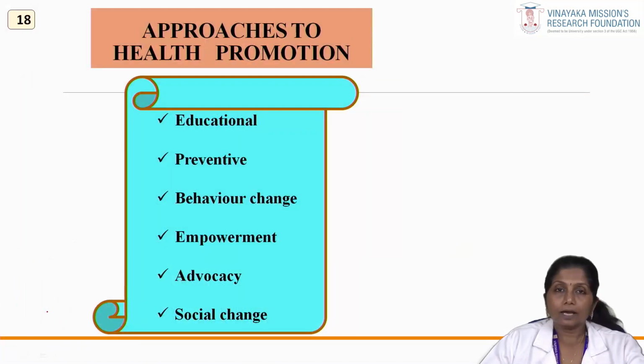So far we have discussed the action areas in health promotion. Now let's look at the approaches used in health promotion. These approaches show how strategies are implemented in any kind of health sector. There are 6 main approaches in health promotion. They are the educational approach, preventive approach, behavior change approach, empowerment approach, advocacy-based approach, and social change approach. We will explore these in detail in the coming slides, but remember, the right approach depends on the health issue, population and available resources.